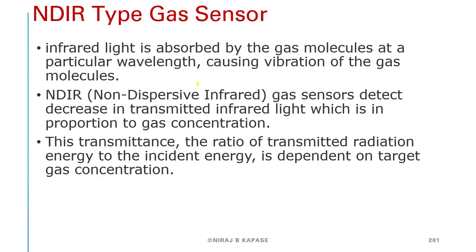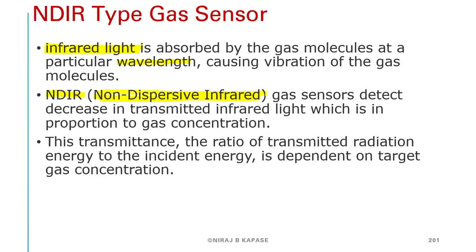Next is the NDIR type of gas sensor. It basically uses infrared light, which is absorbed by the gas molecules at a particular wavelength, causing vibration of the gas molecules. So it is basically a light type of gas sensor. NDIR stands for non-dispersive infrared gas sensor.